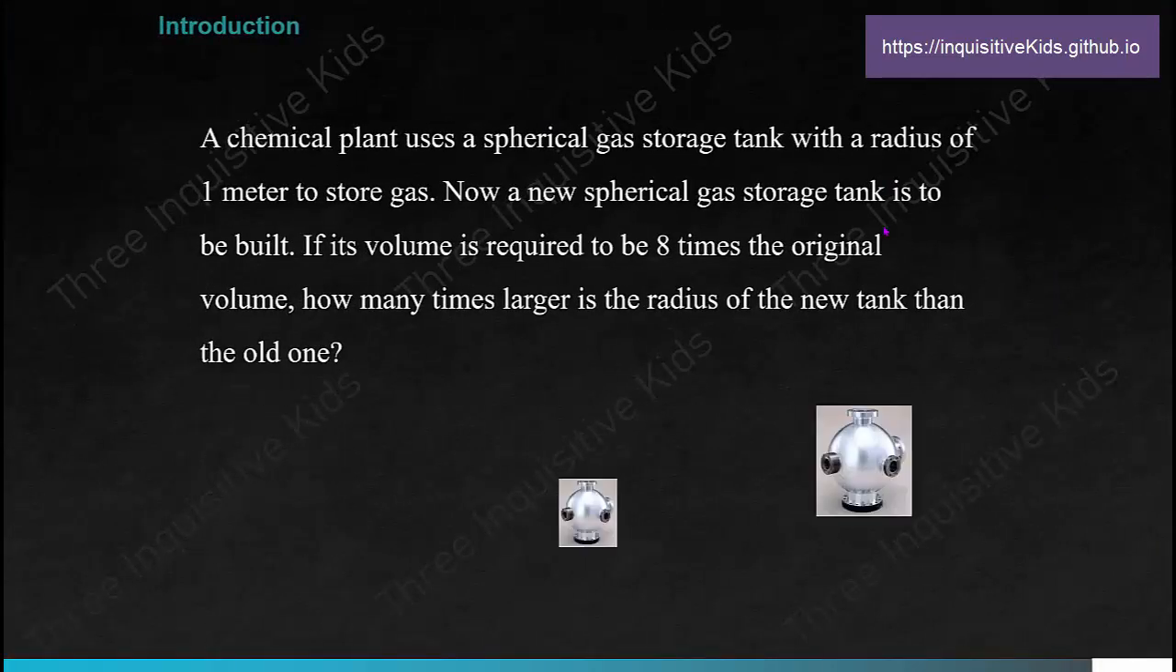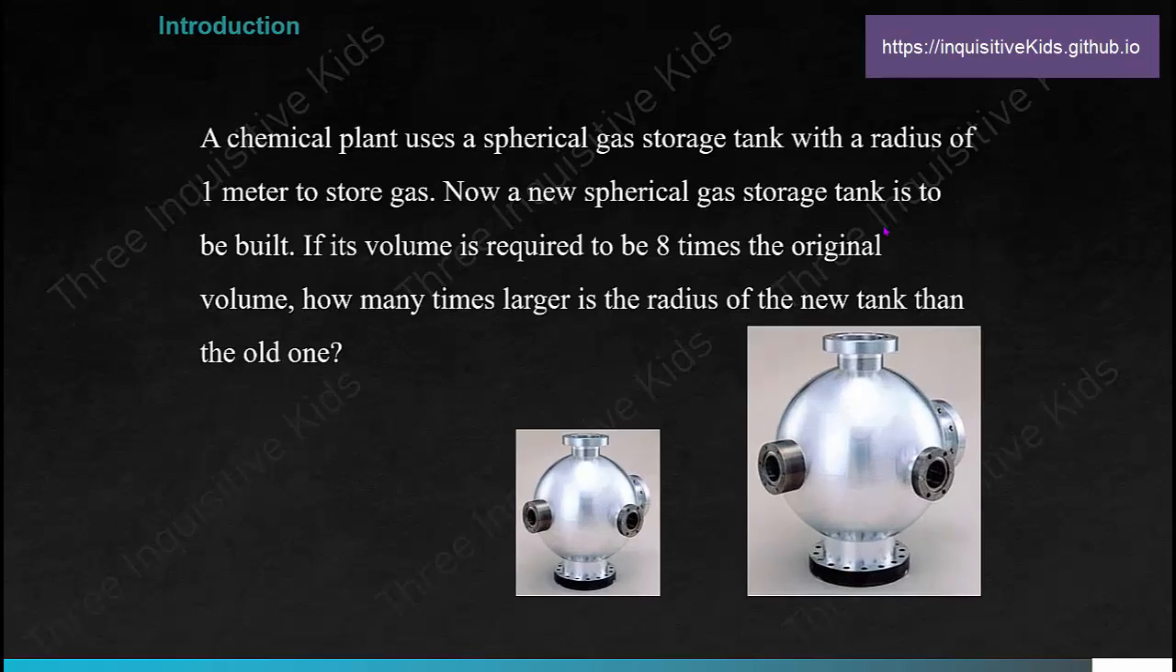A chemical plant uses a spherical gas storage tank with a radius of 1 meter to store gas. Now, a new spherical gas storage is to be built. If its volume is required to be 8 times the original volume, how many times larger is the radius of the new tank than the old one? Now, it's a spherical gas storage, so I want you to think about it by yourself, and we'll be uncovering the answer later in the video.